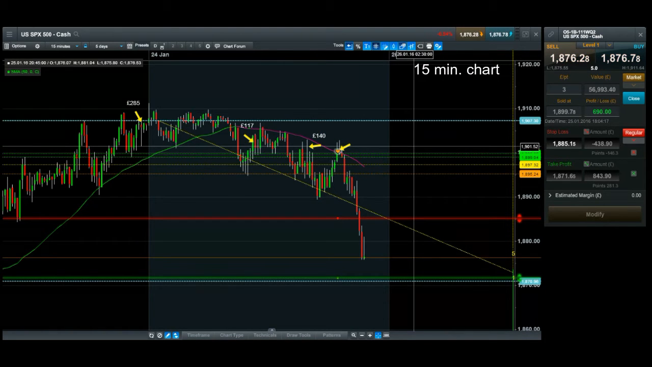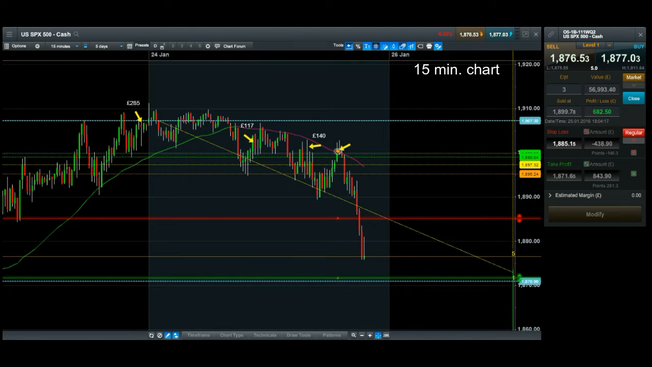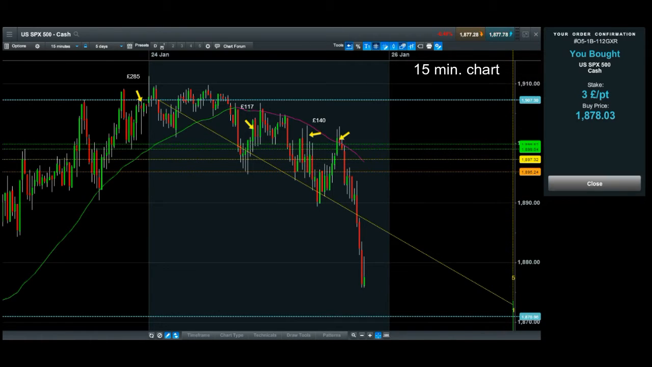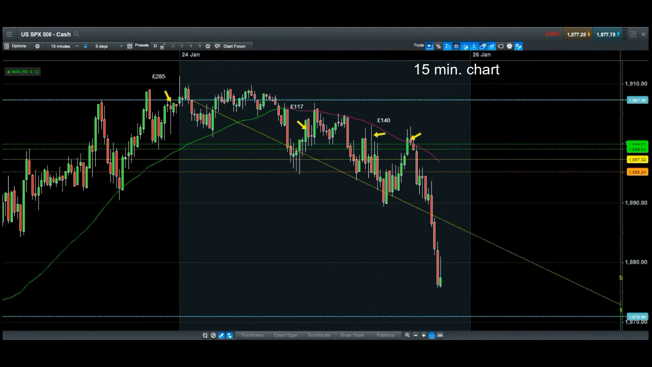Right, £690. That's pretty good for this one trade. Okay, let's climb a bit. Let's go. Okay, 645.